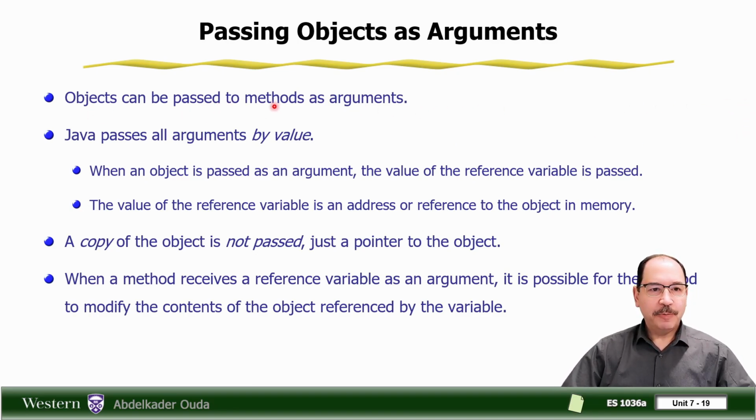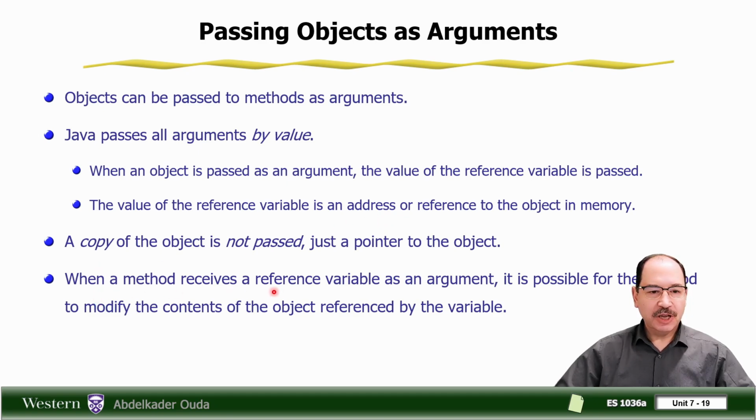So objects can be passed to methods as arguments. Note that Java passes all arguments by value, whether it is a primitive type or a class type. If it is a primitive type, we send the value of the variable. When an object is passed as an argument, the value of the reference variable is passed. The value of the reference itself is the address of the object. So we pass the address of the object instead of the object.